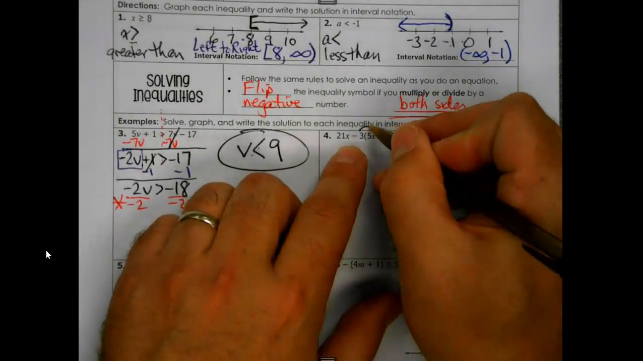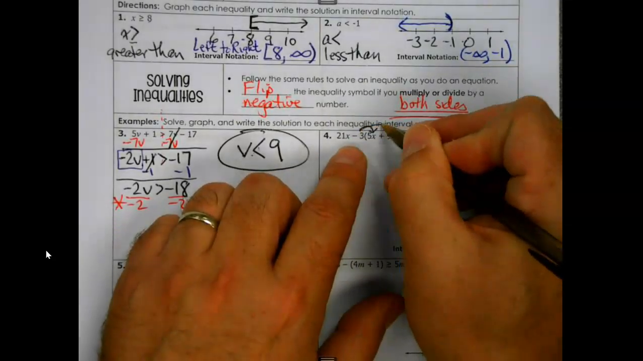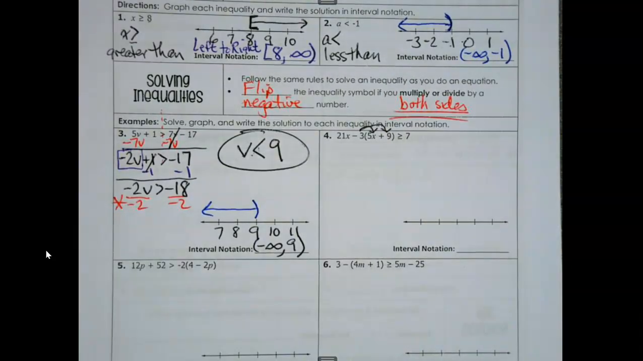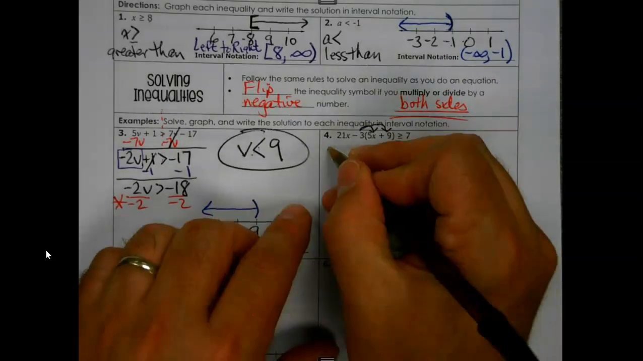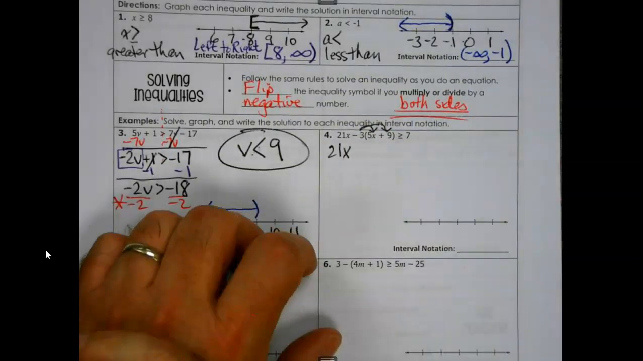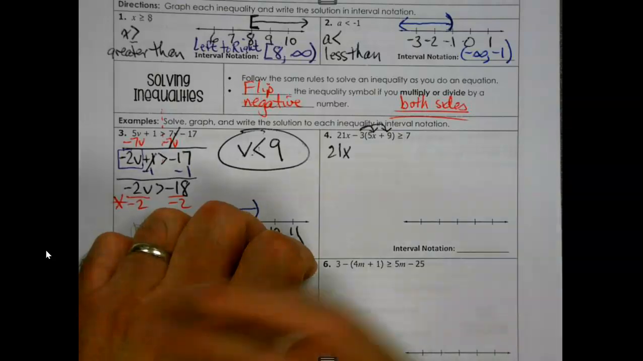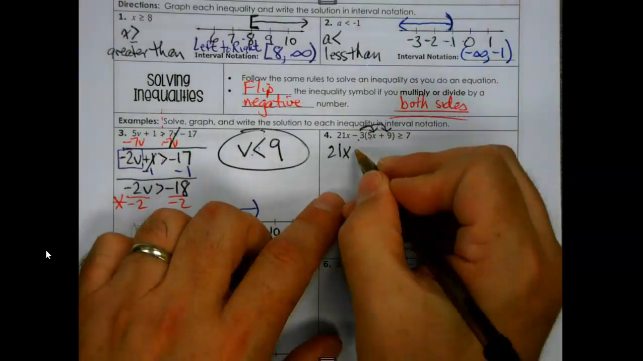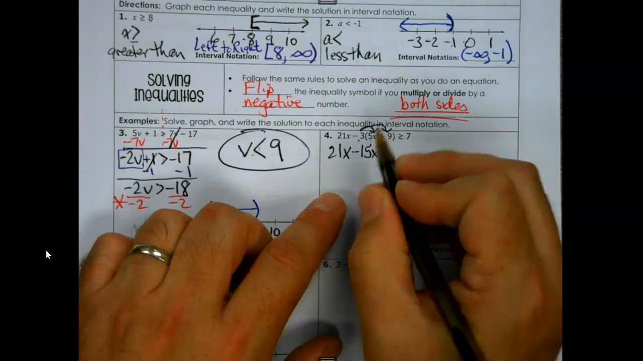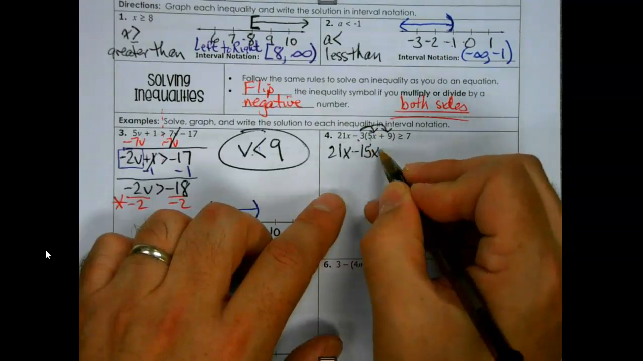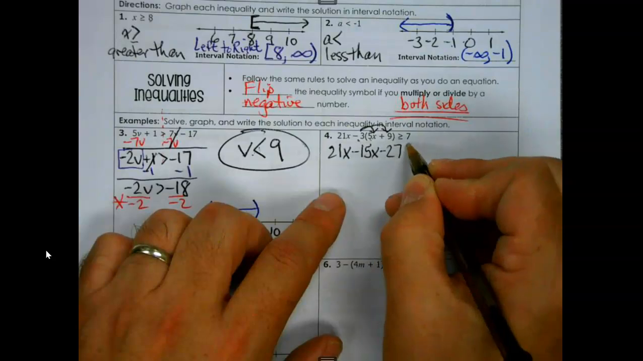Here, whenever we see parentheses, distributing's got to come first. So what do I do with the 21x? Nothing. Nothing at all. Negative 3 times 5. It's negative 15. Negative 3 times 9 is negative 27.